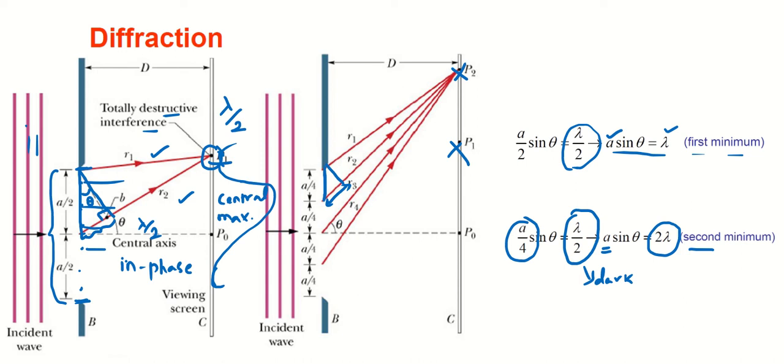Like this we can find out the position of the dark fringe by this condition. In general, we can write a sine theta equals n lambda, where n goes from 1, 2, 3, and this gives the condition for dark fringes.